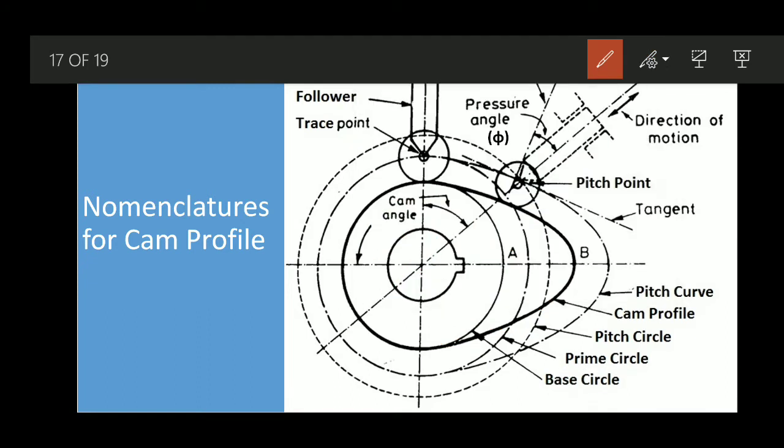Okay, so next we can discuss the pitch curve. So what is this pitch curve? It is the curve which is traced by the trace point. As you can see, this is the trace point here.